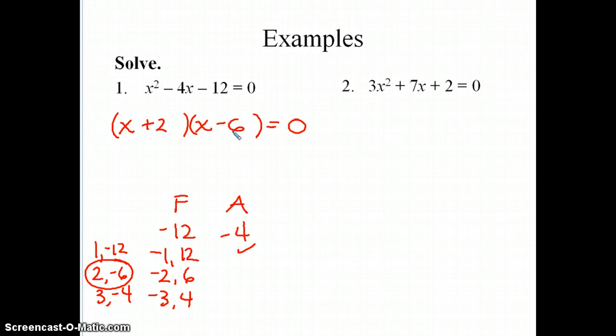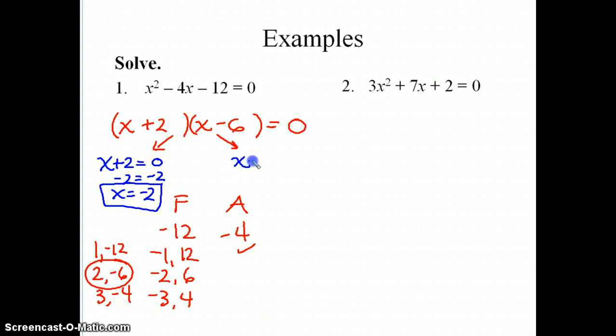At this time, I have it completely factored. So now I'll use the zero product property rule to find my solutions. Each one of these will be written as 2 different equations that I'll solve. So my first equation, x plus 2 equals 0. I'll subtract 2 from both sides. X equals negative 2 is my first solution. My second solution will be x minus 6 equals 0. I'll add 6 to both sides. So x will equal 6. There is my second solution for problem 1.